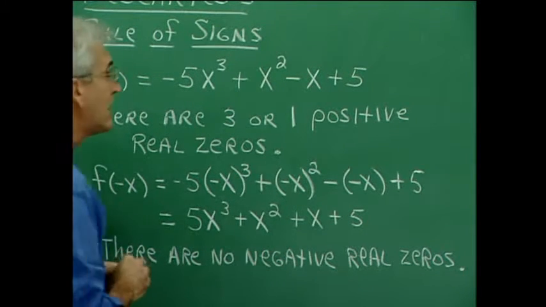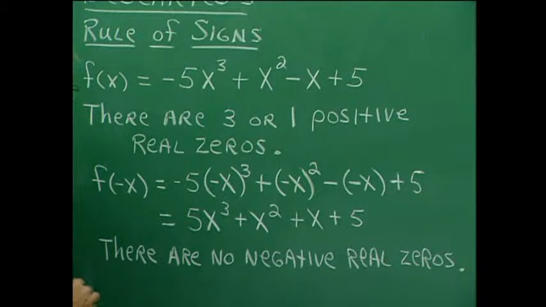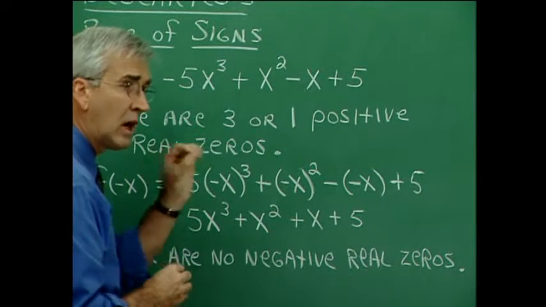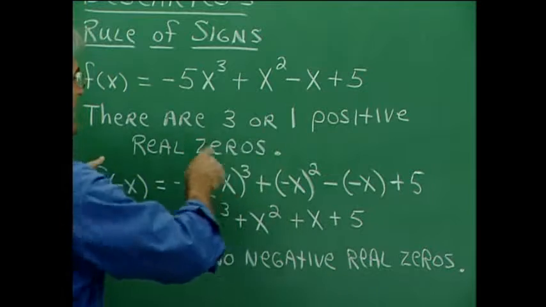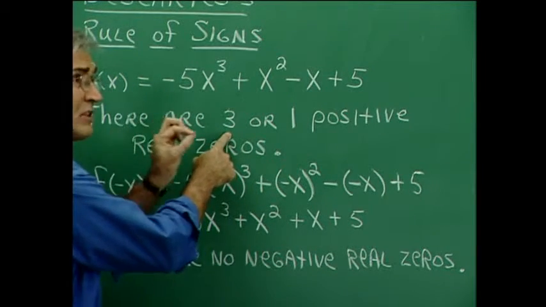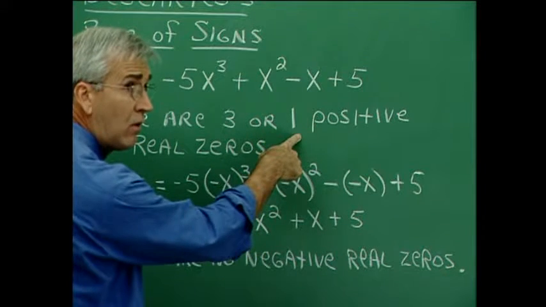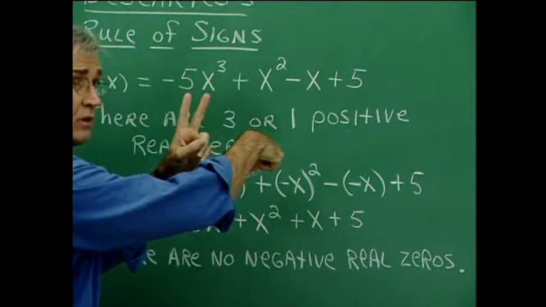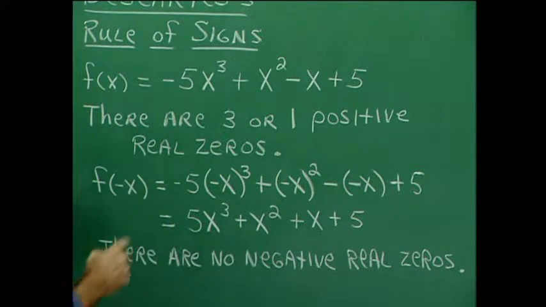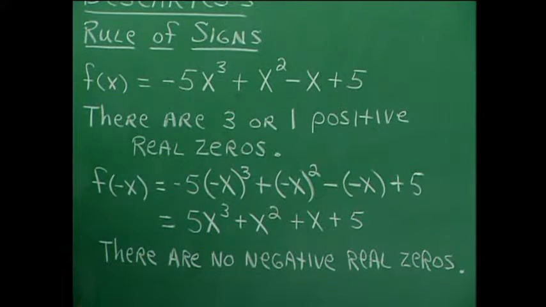Now, here's an intriguing thought about this problem. If this is a third-degree polynomial function, we know that there are 3 zeros in the complex numbers. Now, it is either the case that all 3 of them are positive real zeros, or we have 1 positive real zero and 2 complex ones, because we don't have any negative real zeros. So by this analysis, we can make some decisions about the nature of this function and its graph.